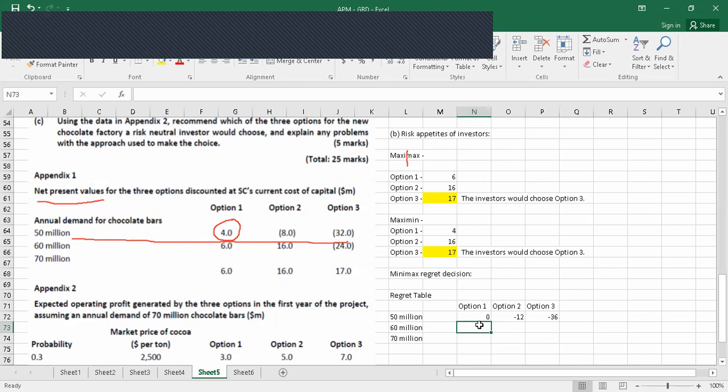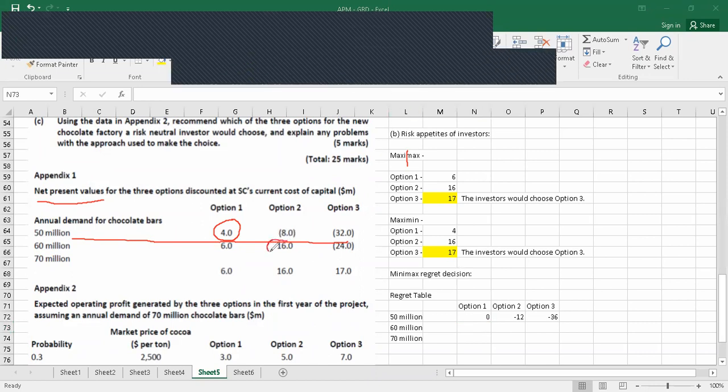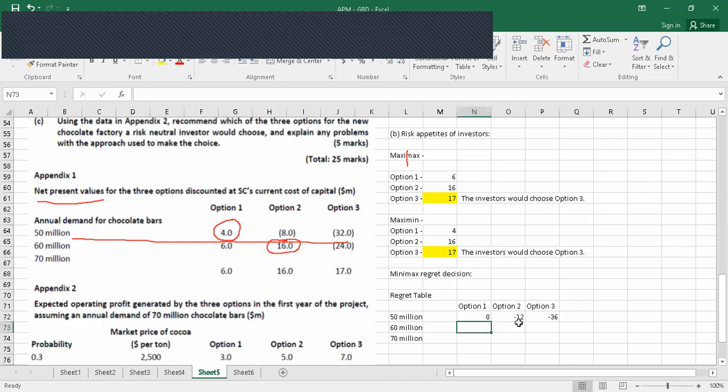Come to the next scenario, 60 million. With 60 million, the best possible thing is option 2. This is the best possible thing. 16 is the best. So if they choose 16, no regret. If they choose 16, regret would be 0. I mean, if they choose option 2, regret would be 0 because that's the best NPV.